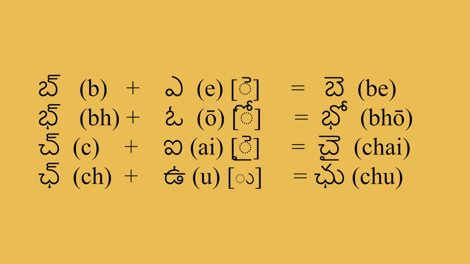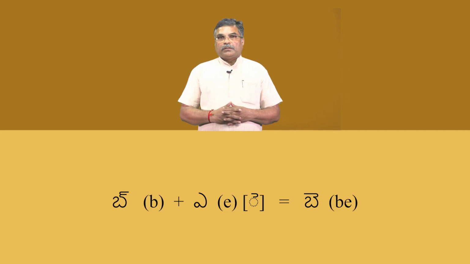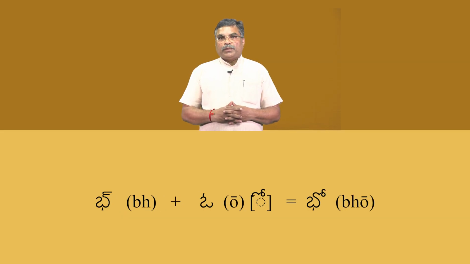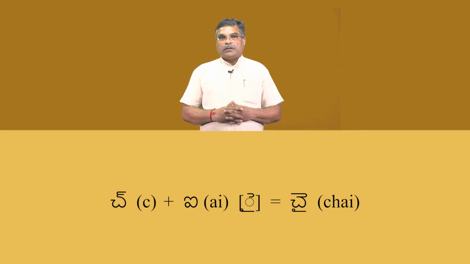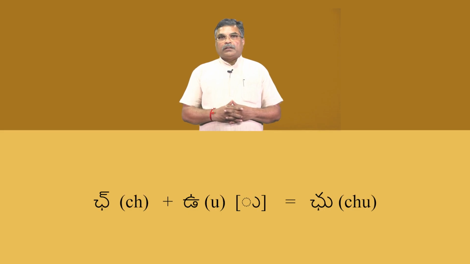Please observe this table presented here. First consonant is pure consonant, we call it as. In Telugu, every consonant has an inherent vowel. First one is b, we call it a pure consonant. B plus a, be, bhu plus o, bho, ch plus i, chai, ch plus u, chu.